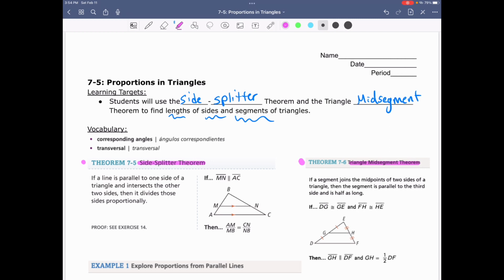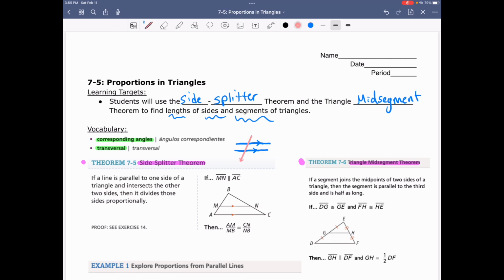Your vocabulary today is corresponding angles. We've been talking a lot about corresponding. It means that they're matching. They're in the same spot. And we'll also review transversal. Remember, a transversal cuts parallel lines. So if you have parallel lines, and we can denote that using an arrow like that on each line, then this line that I'm drawing through it is a transversal.